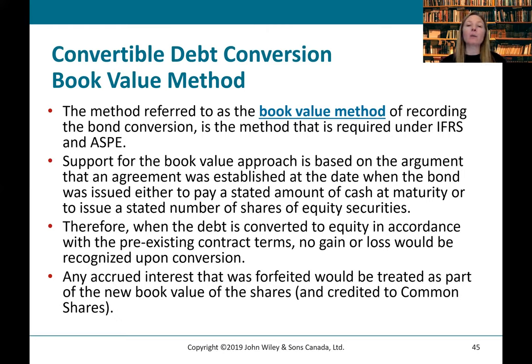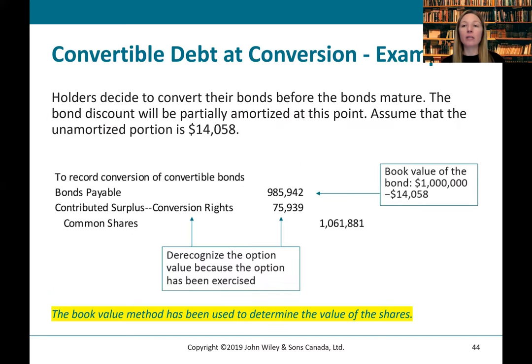Support for the book value approach is based on the argument that an agreement was established at the date when the bond was issued, either to pay a stated amount of cash at maturity or issue a stated number of shares. Therefore, when the bond is converted to equity, no gain or loss is recorded on the conversion of the bond, and any accrued interest that was forfeited would be treated as part of the new book value of the shares. So if we go back, you can see that there's no gain or loss on settlement of debt. All that happened is we just cleared out whatever we had in our statement of financial position, and it all went into the book value of the common shares. That's what the book value method is.